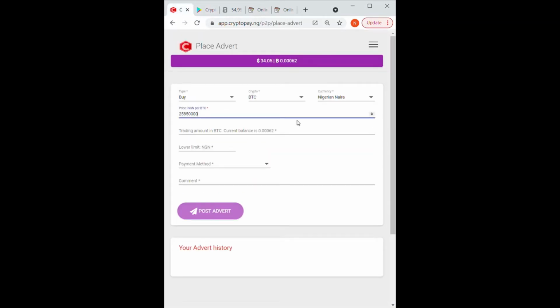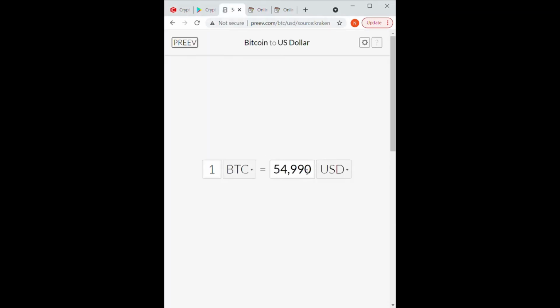I hope you understood that part. So the next part is saying, what is your trading amount? How much are you willing to buy from people? So you can say you're willing to buy up to one Bitcoin. You can put one, which means you're willing to buy up to $55,000.